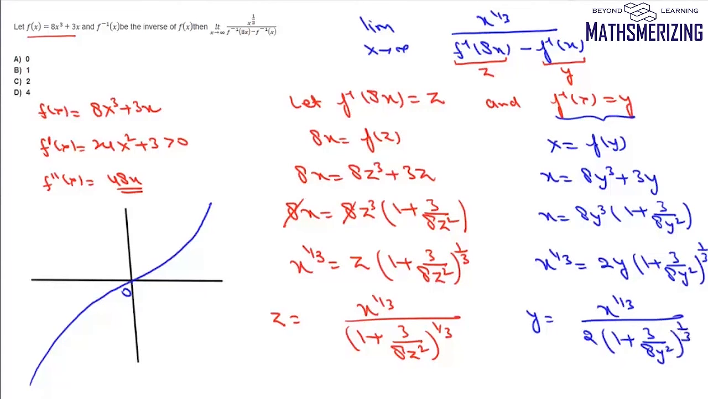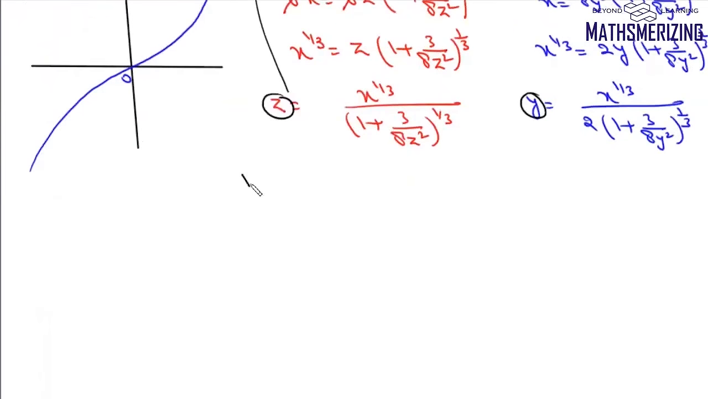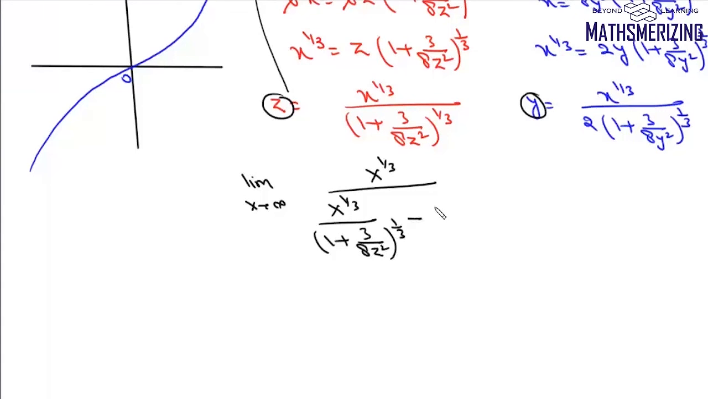Now what we'll do is, we'll put the values of z and y in this limit. Now we can write this limit as limit x tends to infinity, x to the power 1 by 3 upon z minus y. Now z in this case is x to the power 1 by 3 upon 1 plus 3 by 8z square to the power 1 by 3, minus x to the power 1 by 3 upon 2 times 1 plus 3 by 8y square to the power 1 by 3. Now we can cancel this x to the power 1 by 3 from the numerator and from the denominator. Now we have to find the value of this limit for z and y when x tends to infinity.